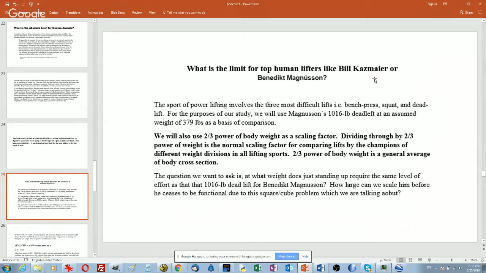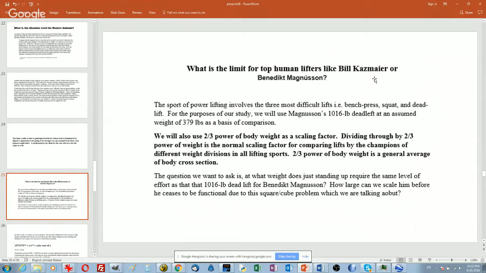The sport of powerlifting involves the three most difficult total body lifts: the bench press, the squat, and the deadlift. For the purpose of our study, let's assume we're talking about 1,000 pounds, right? I did the calculation here without the 16 extra pounds. It doesn't really make much difference. You're going to use a scaled lift. You're going to simply solve for the point at which the level of effort just to stand up is the same as for one of these maximum lifts. We're talking about a fully warmed up, go for the gold effort here. We're not talking about an easy lift or anything.